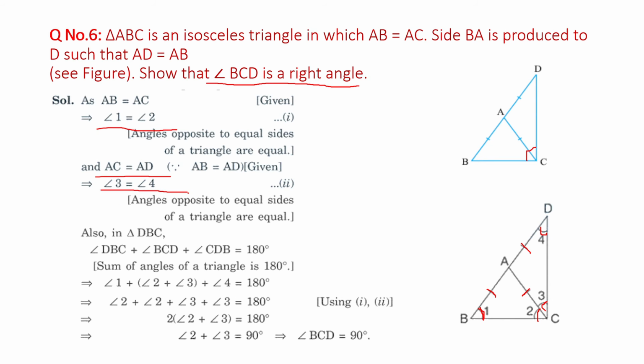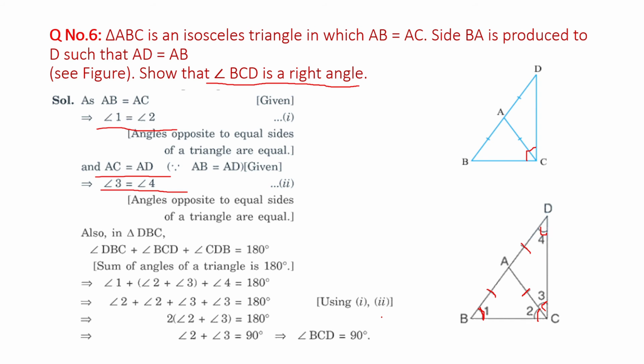Now we will take the whole triangle BCD. Angle DBC plus angle BCD plus angle CDB is equal to 180 degrees. Sum of the angles of a triangle is 180 degrees. DBC we mark as angle 1. BCD is angle 2 plus 3. Angle CDB is angle 4.